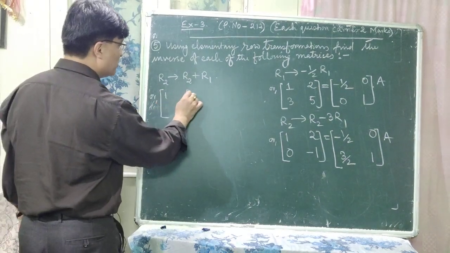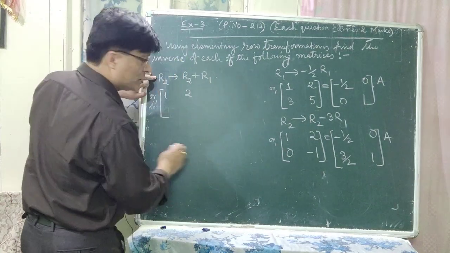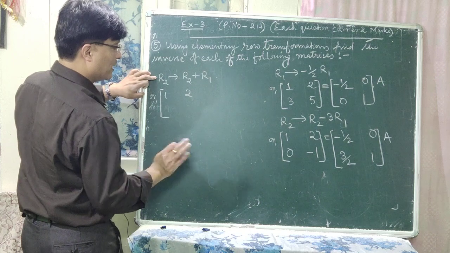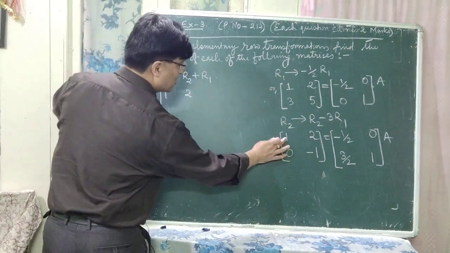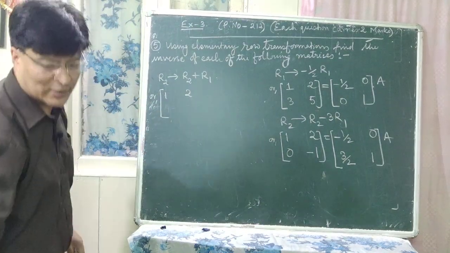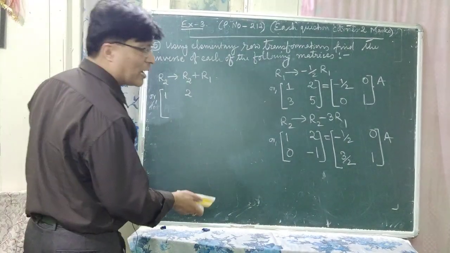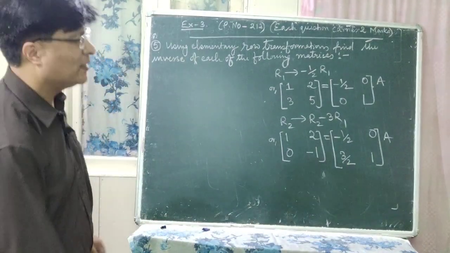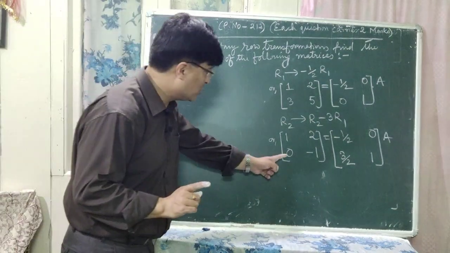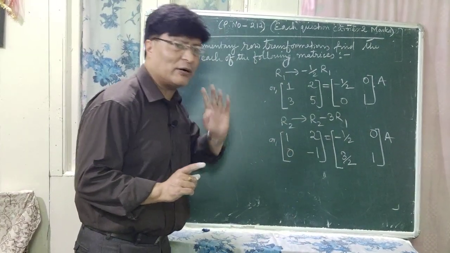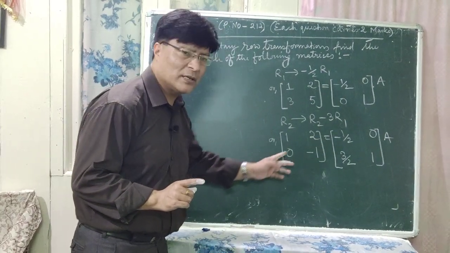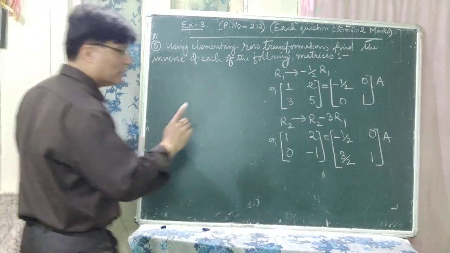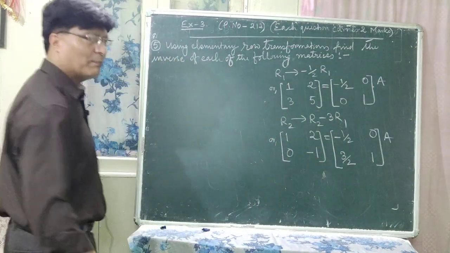So row 1 remains the same, 1, 2. So how does this row 2 change? 0 plus, oh, you cannot do it, because 0 plus 1 will be 1 here, no? So you cannot do R2 is equal to R2 plus R1. You cannot write it here. Is that clear now? This 0 plus 1 will be 1 because it is already made 0 out here. So you cannot make this 1 or something other than 0. Okay? So in this case, this minus 1 is here.